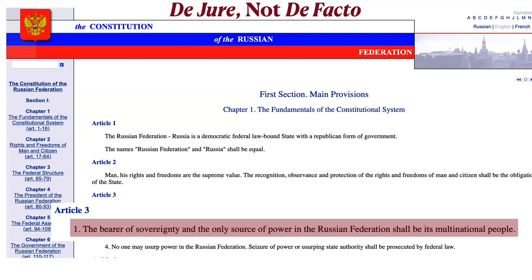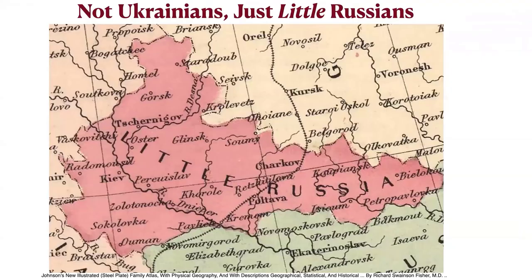The very existence of the Ukrainian nation, on the other hand, is denied, with the Ukrainians deemed to be a mere local variant of the greater Russian ethnos.